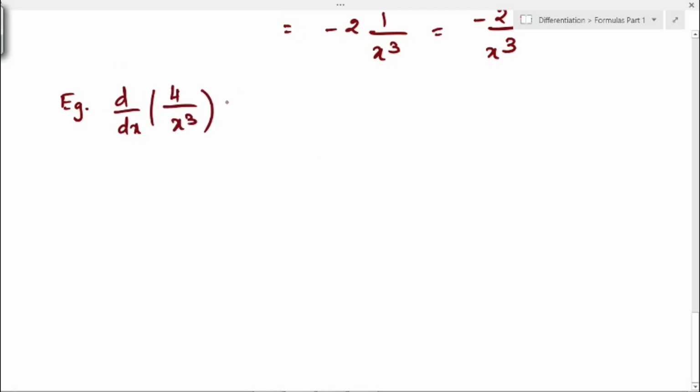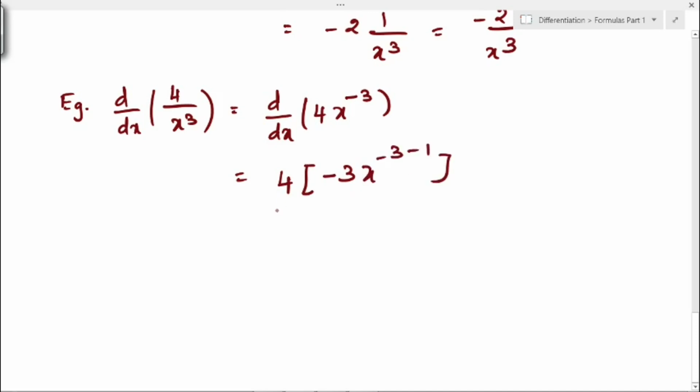Now we will see how to differentiate this. So first we have to write this as d by dx of 4 into x to the power minus 3, because I am taking this x power 3 to the numerator, it will become x power minus 3. Now differentiate this. 4 is a constant, so we write it as it is, and x to the power minus 3. So the differentiation is minus 3 x power minus 3 minus 1. So this can be written as 4 into minus 3 x to the power, this is minus 3 minus 1, so that is nothing but minus 4.